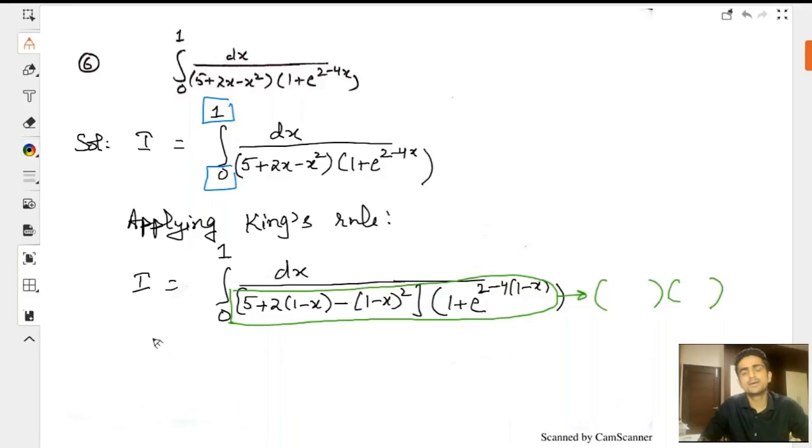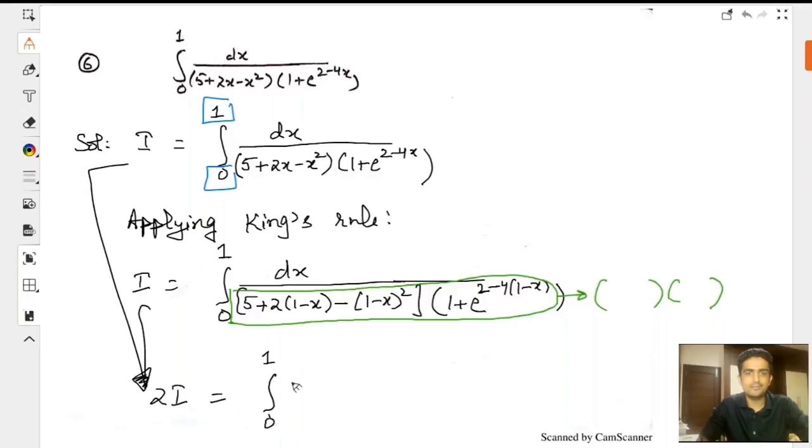And the moment you add these two I's, you will see that something really good comes into picture. Initially, it doesn't seem that something good will come into picture. But let me assure you, the moment you add it, you will see something really good coming into picture. And that thing you will be easily integrating to get your answer.